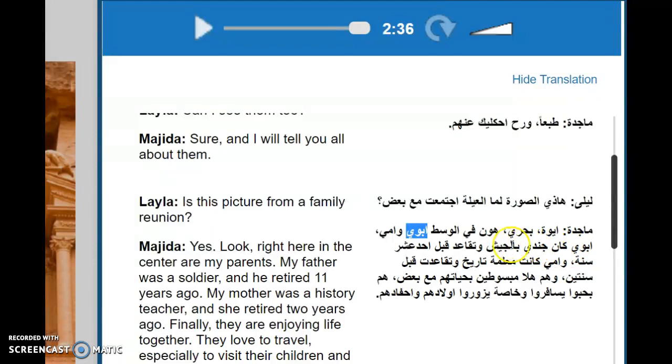أبوي كان جندي بالجيش. My dad was a soldier in the army. وتقاعد قبل 11 سنة. And he retired.